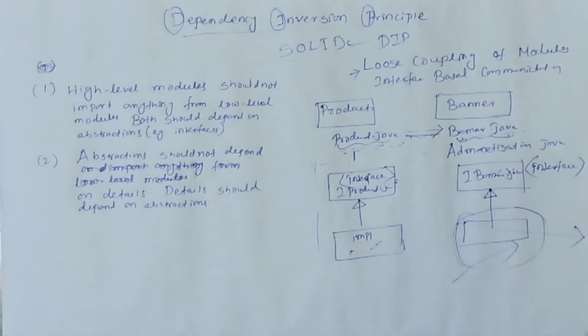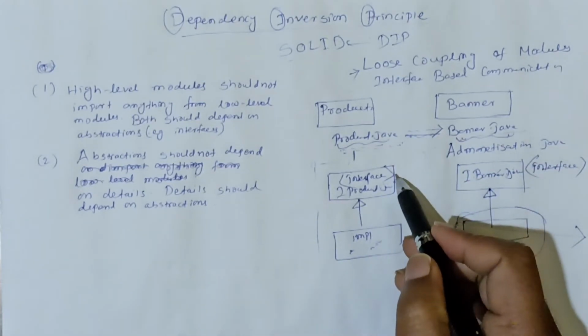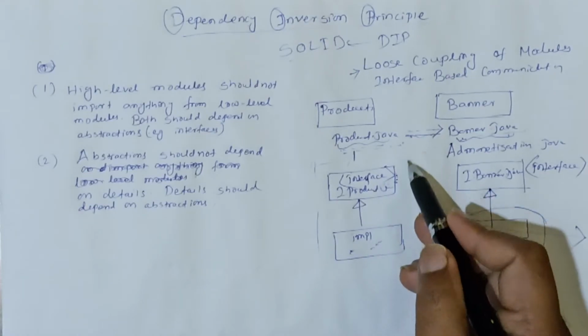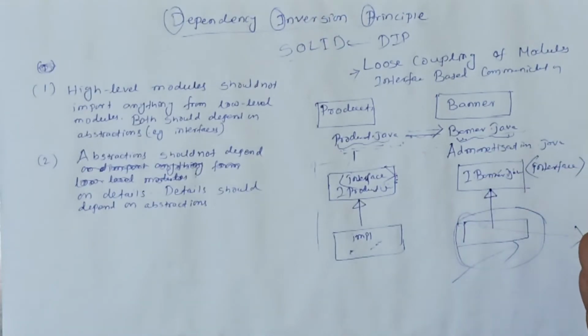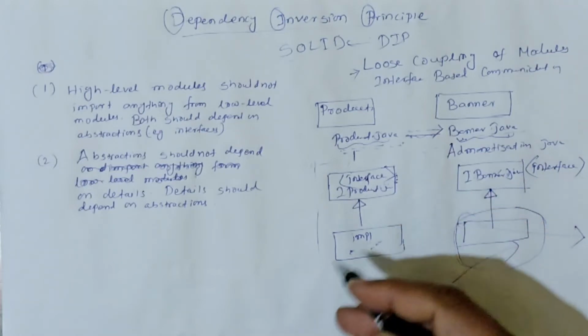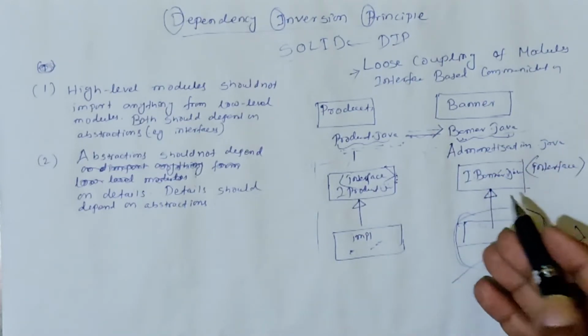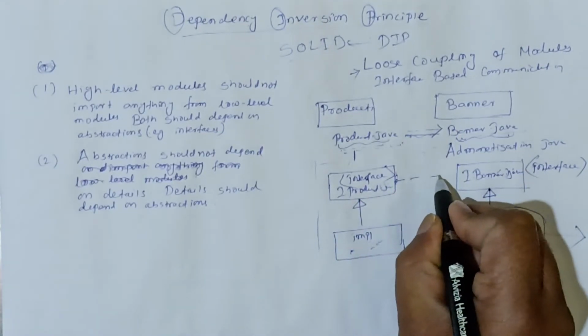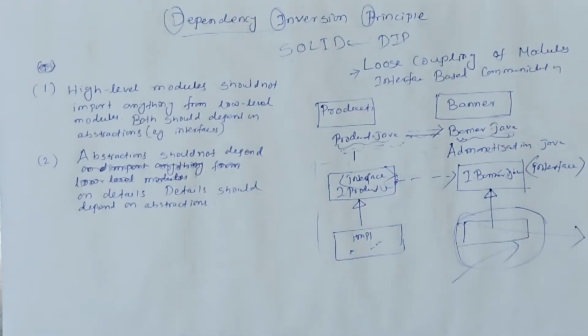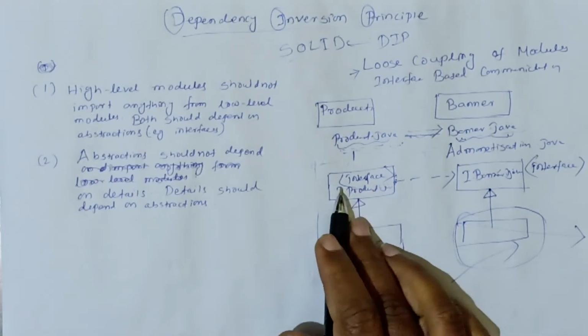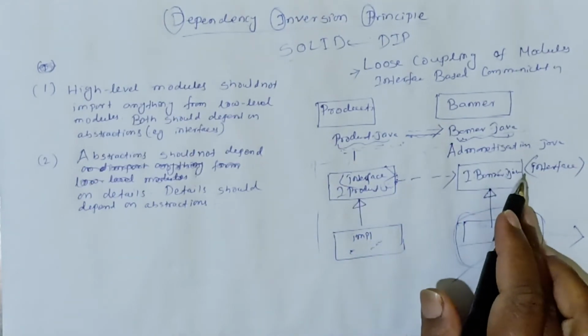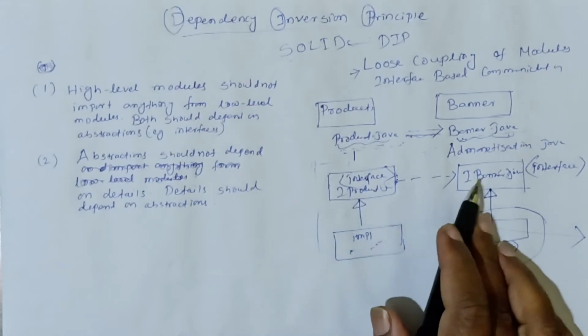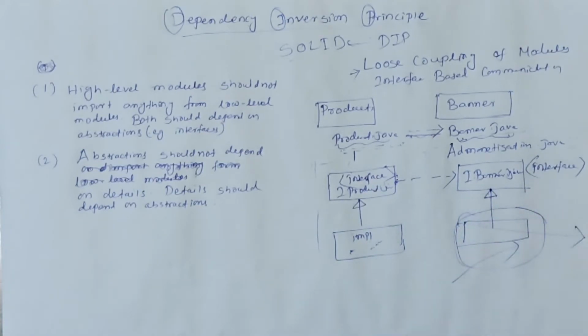There will be no dependency, and this product module will not get affected. It will be very easy to replace. The reason is that this product module depends upon IBanner, which is the interface of the banner module.